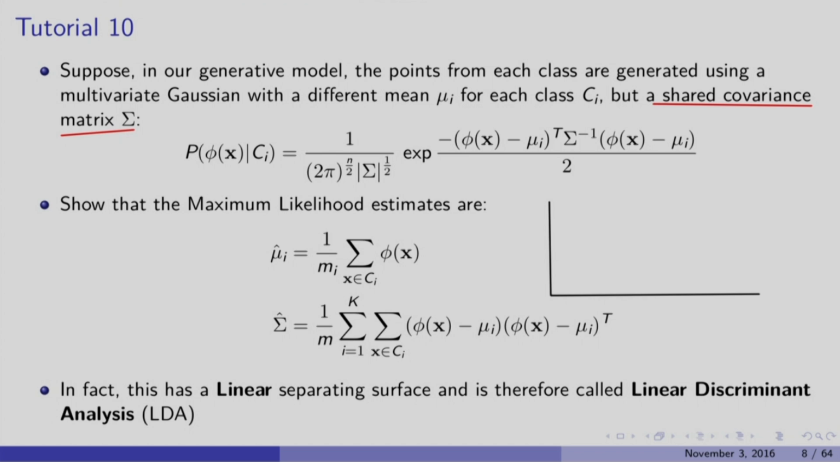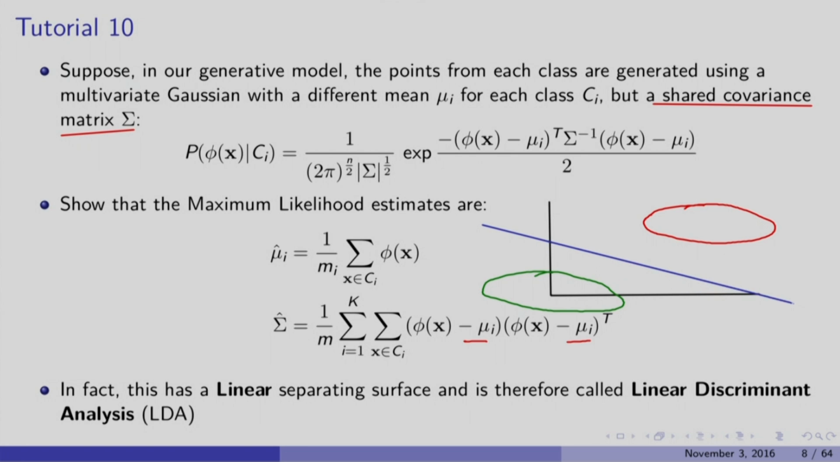You could have the positive points and negative points with similar shapes but shifted in their means. The claim is that the maximum likelihood estimates are very similar, with the difference that the covariance matrix is now computed across all the points but with respect to the corresponding means. Now also it turns out that the separating surface with a shared covariance will always turn out to be linear.